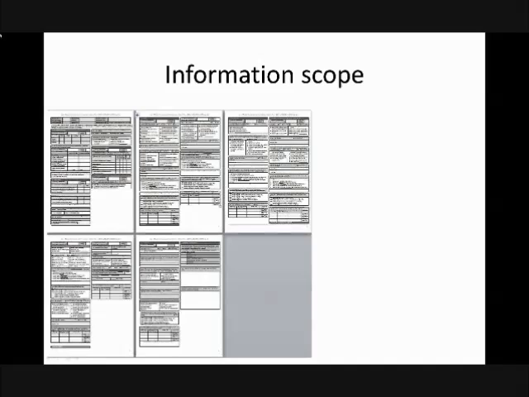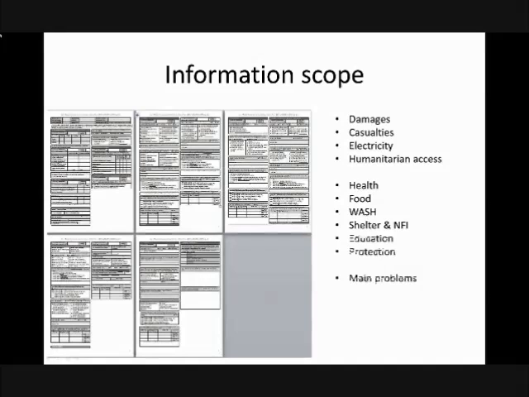This questionnaire is 5 pages. The questionnaire in the first GRANS was only 4 pages. And the questionnaire was quite homogeneous, quite consistent, quite robust. We learned from previous assessments. With the general section on damages, casualties, or people missing, level of electricity, the level of humanitarian access. Then some sectoral questions, basically health, food, WASH, shelter and NFI, education and protection.